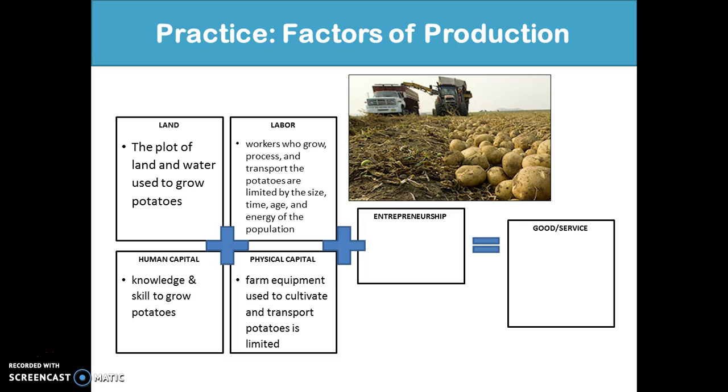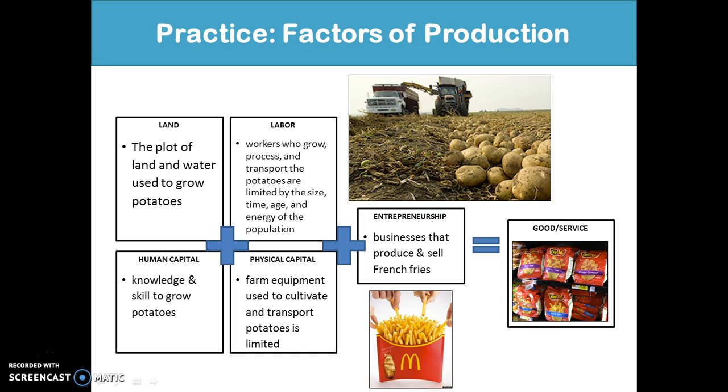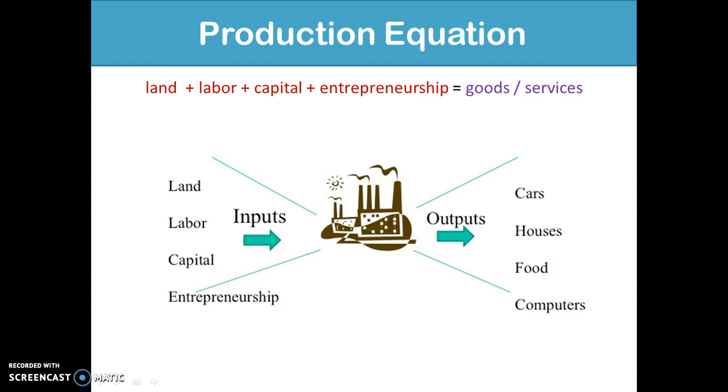used to transport them. Entrepreneurship will be those companies and restaurants that sell French fries. And so we could say McDonald's is an entrepreneur. They take these French fries and they sell them. You could also see in the store, Ore-Ida is a common manufacturer of frozen French fries and tater tots and hash browns. Okay, so all of these are put together to create a good or service.